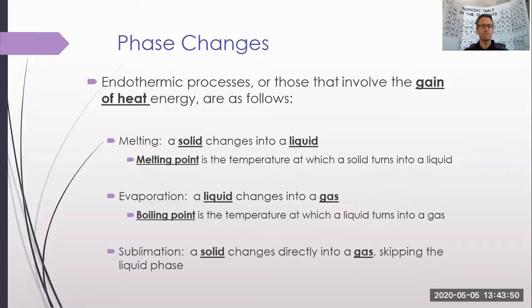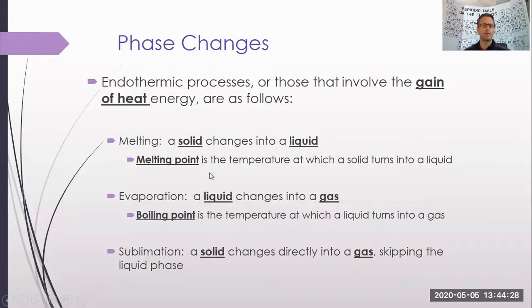Evaporation. So evaporation is where you have a liquid changing into a gas. Boiling point is the temperature at which a liquid turns into a gas. And so there's a couple different variations there. There's the word evaporation and there's the word vaporization. So evaporation can occur at temperatures below the boiling point. Water evaporates when it's just sitting out on the counter. It takes a little bit of time, but it will eventually evaporate. But when we boil it at 100 degrees Celsius or 212 degrees Fahrenheit, that's what we call vaporization. And then sublimation is one that we're not as familiar with.